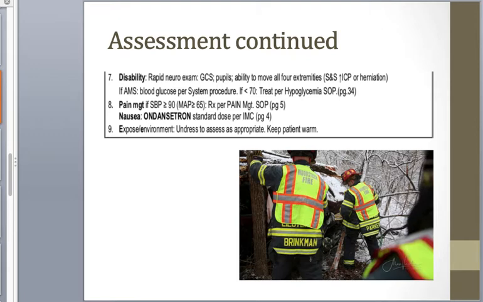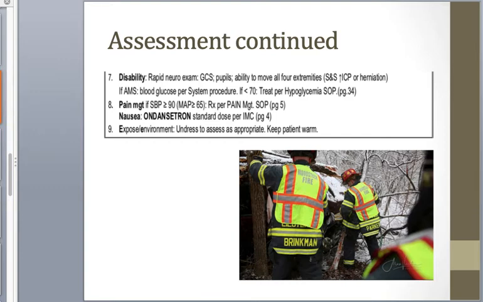Assessment continued. We're going to assess the neuro for disability, a rapid neuro exam, a Glasgow Coma scale, assess their pupils and the ability to follow commands as far as moving all 4 extremities. We're looking for increased intracranial pressure or herniation signs. If altered mental status, blood glucose per system procedure. If they need to be treated for hypoglycemia, then we'll treat them.